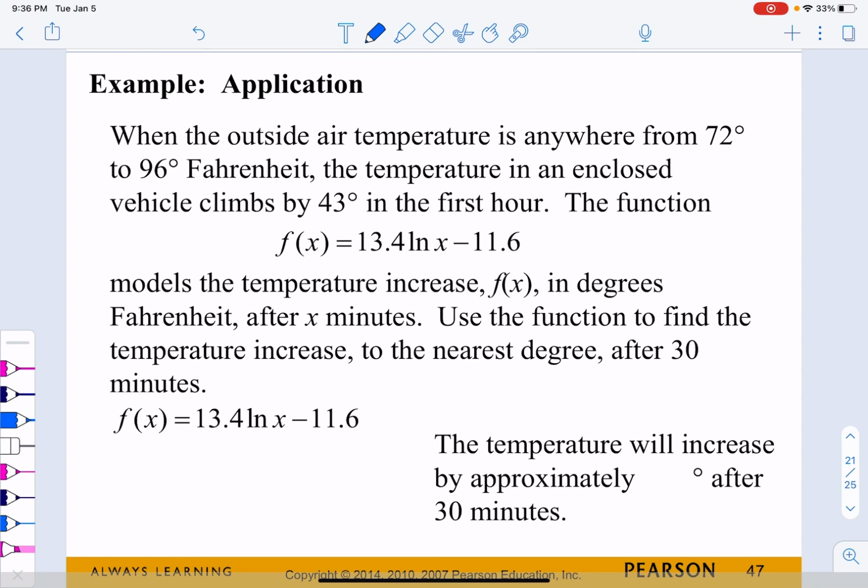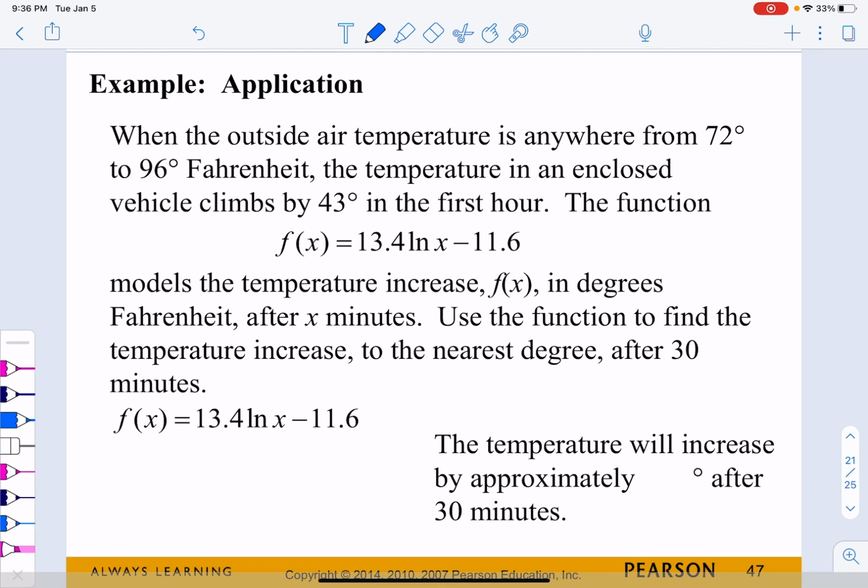It says that the function f of x equals 13.4 ln x minus 11.6 models the temperature increase, f of x, in degrees Fahrenheit after x minutes. It says use the function to find the temperature increase to the nearest degree after 30 minutes. So again, this is just a calculator problem. We're just going to plug some numbers in and make sure that we know how to use our calculator.